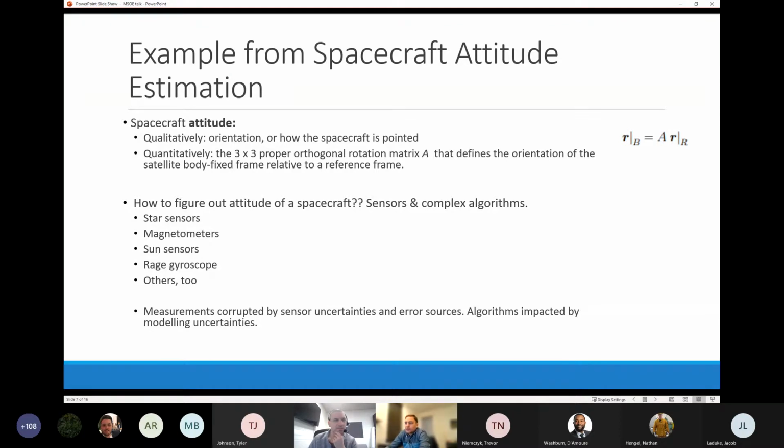So how do you actually figure it out? Well, in general, it's a bunch of sensors and also some very complex algorithms. There are various classes of sensors. The highest accuracy method is through star sensing.